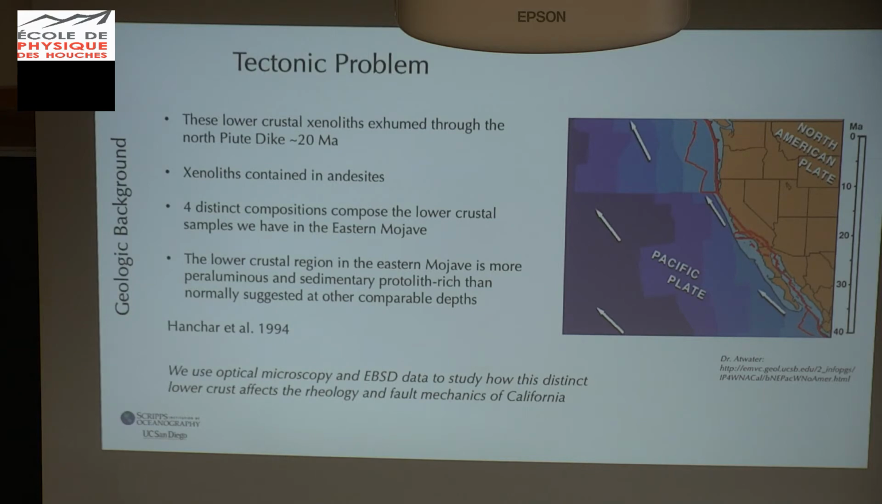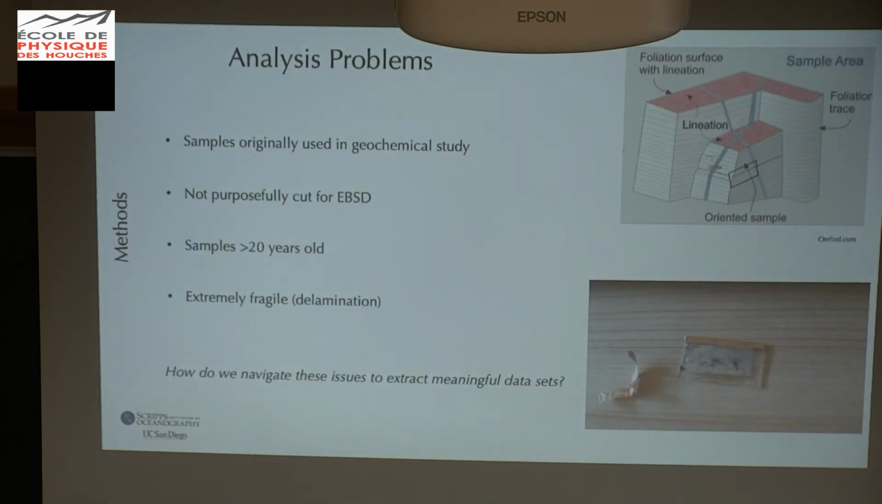So we decided to use optical microscopy and EBSD data to study how this distinct lower crust composition affects the rheology and fault mechanics of California, or at least just in this region. And then we wanted to look at, do we see any sort of deformation and recrystallization present in this eastern Mojave lower crust? And how does the deformation and recrystallization change with these changing compositions?